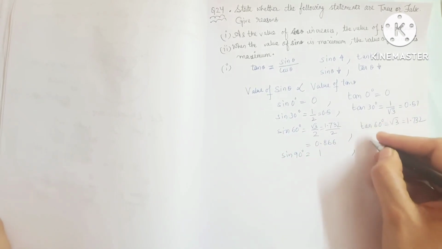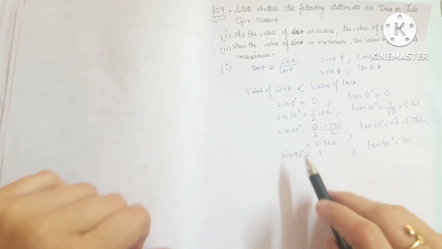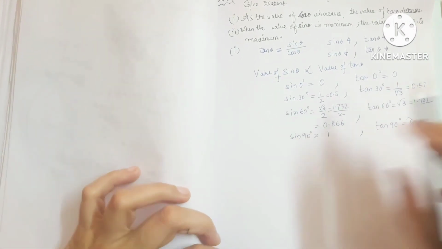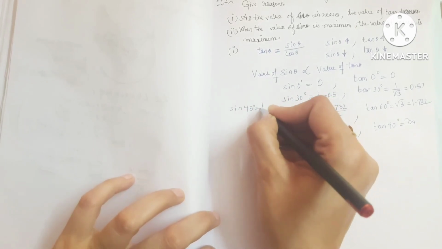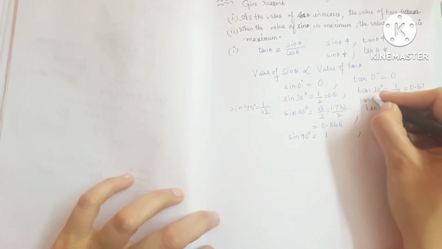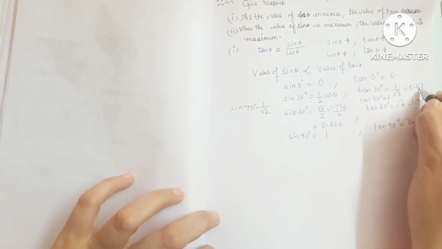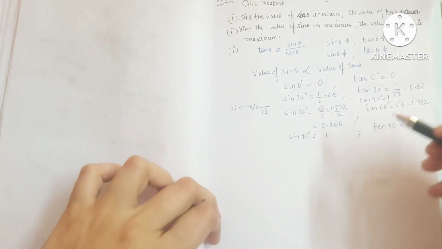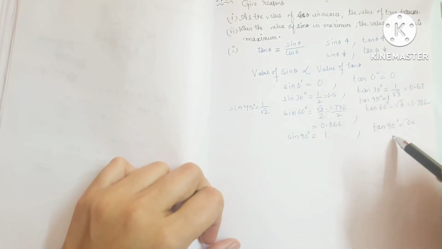What is the value that time of tan 90? Tan 90 is infinite. So definitely when the value of sine is increasing, we did not put the value of sine 45. Sine 45 is in between somewhere. Sine 45 degrees is 1 by root 2, whatever it is in decimal. Tan 45, what is it? Tan 45 is 1. Definitely from 0.57 we can see there is a jump in the value. Tan 45 has become 1. So definitely when the value of sin theta is increasing, at that time the value of tan theta is increasing.